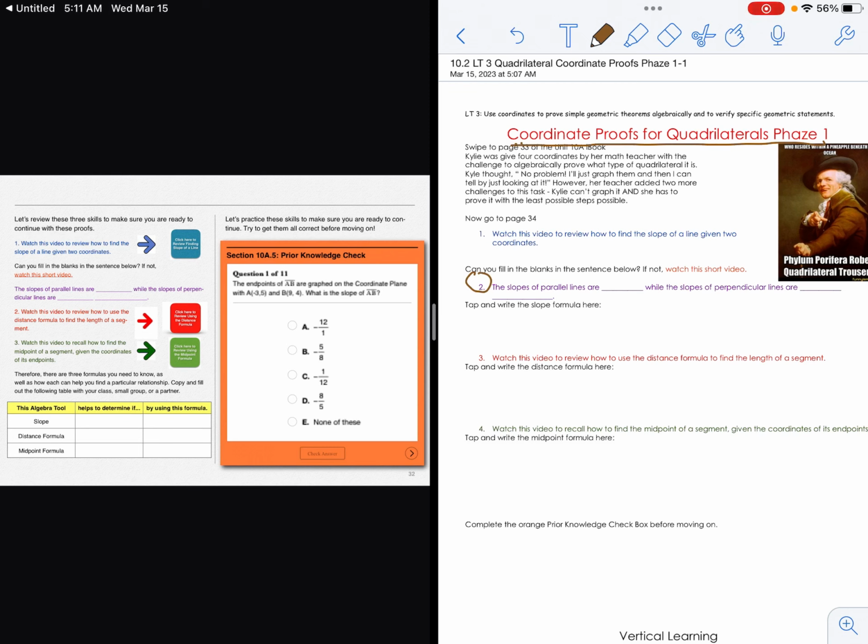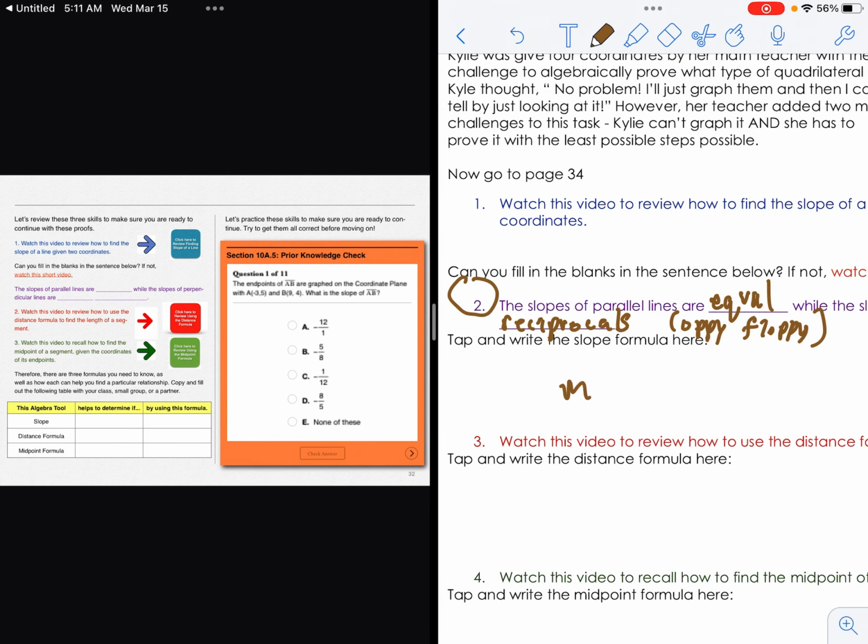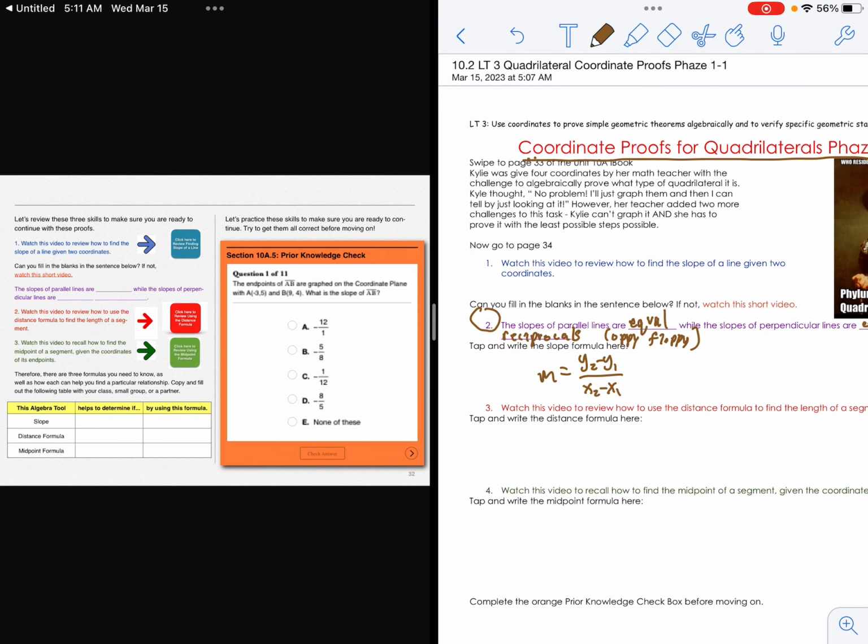And slopes of parallel lines are equal, while the slopes of the perpendicular lines are opposite reciprocals. Alright, which we say oppie, floppy. And the formula for slope would be this one right here, something you learned in Algebra 1.